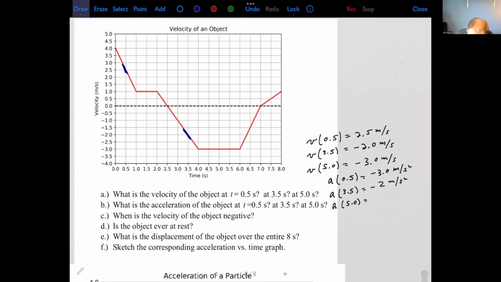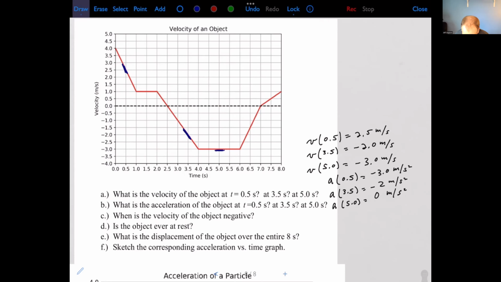And then at 5 seconds, I want to find the acceleration. So that's the slope of that line. Well, that's easy, right? That's going to be 0. The velocity happens to be constant over that interval from 4 to 6 seconds. There's no acceleration. So 0 meters per second squared.